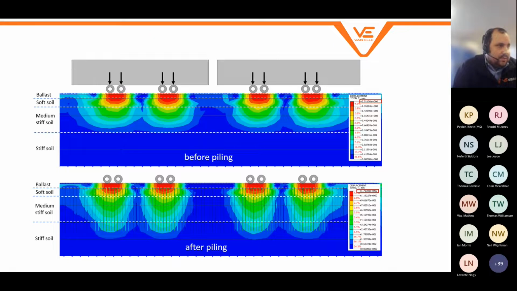So looking at the heat map there, we can see in the top an illustration before piling, and then using the same parameters after piling, that those displacements have been passed down into that stronger stiff material at depth and reduce the overall deflection that we're seeing at track level.